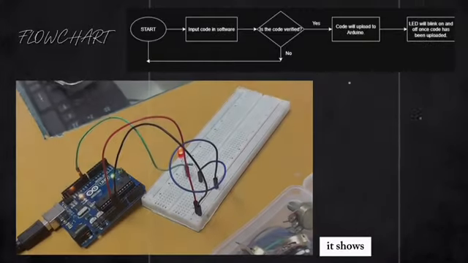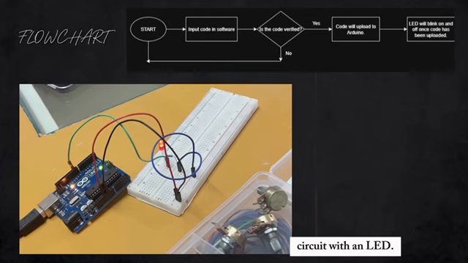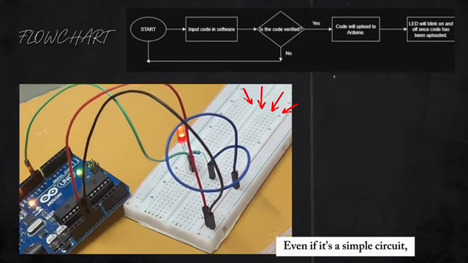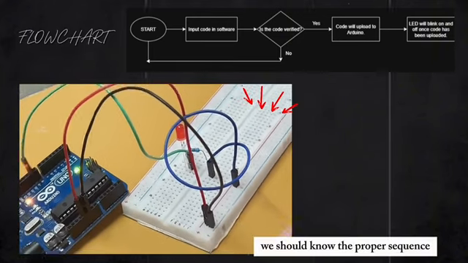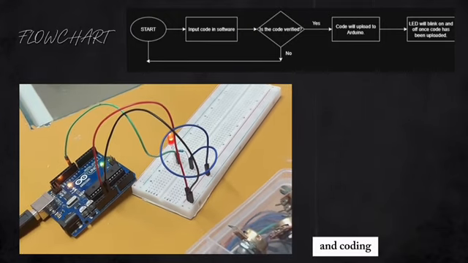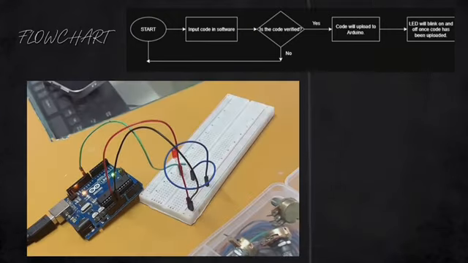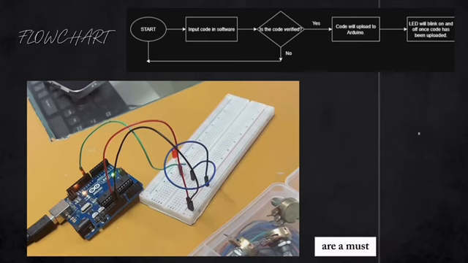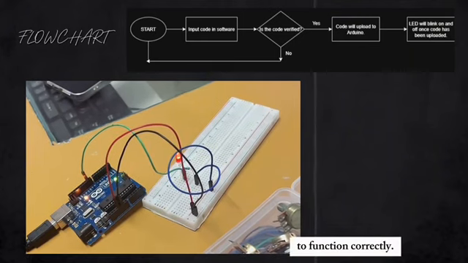In this video, it shows a simple circuit with an LED. Even if it's a simple circuit, we should know the proper sequence in wiring and coding because it's necessary. Proper input and wiring are a must for the circuit to function correctly.